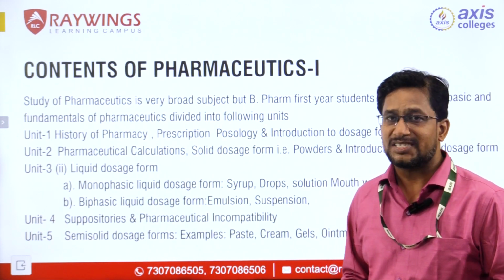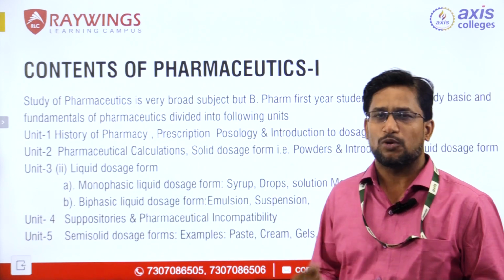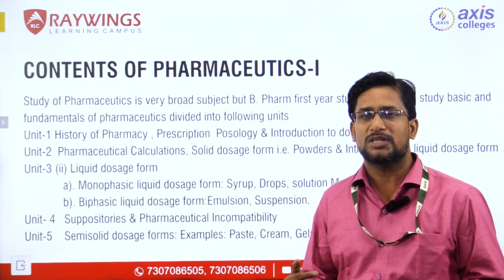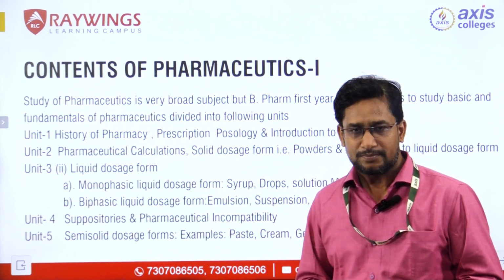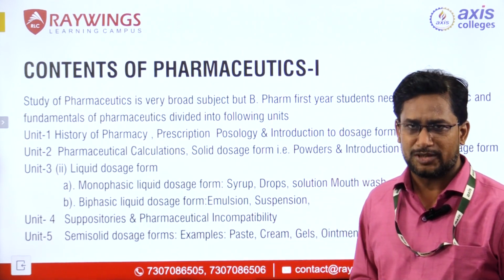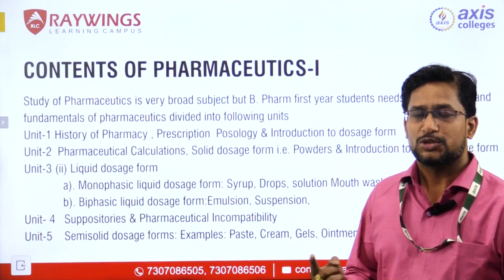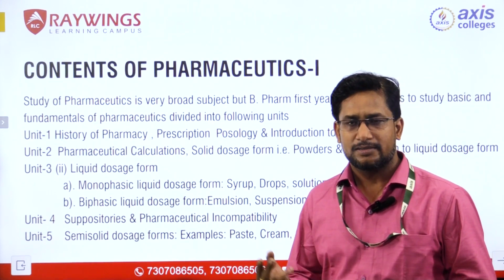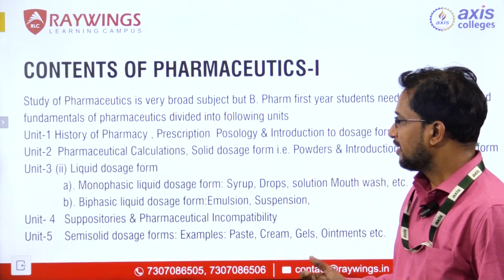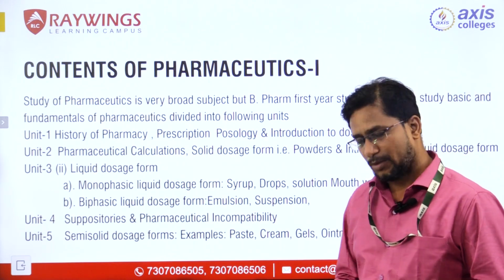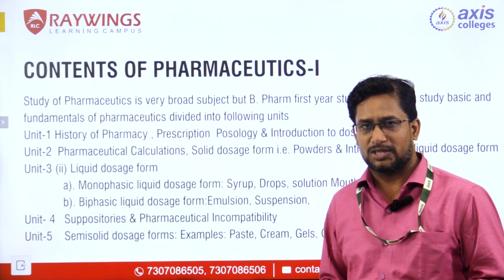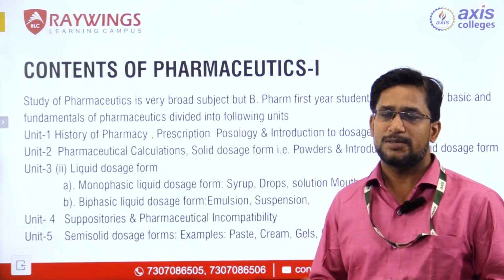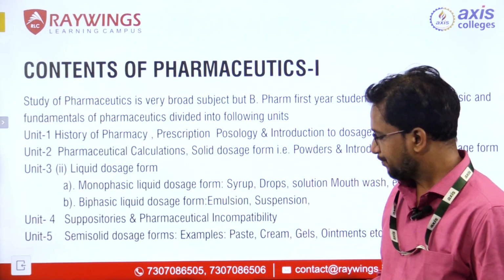Monophasic dosage form means the kind of dosage form which has only one phase but more than one component, like syrup, which has only one visible phase but has two components, sugar and water. The second one is biphasic liquid dosage forms, that is emulsion and suspension. These emulsions and suspensions have two clearly visible phases.